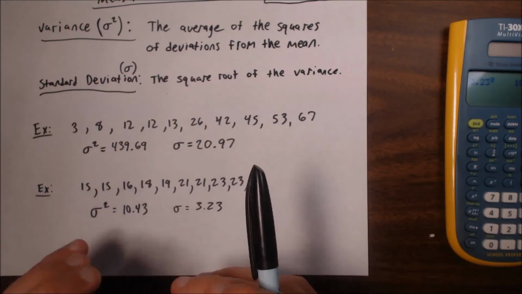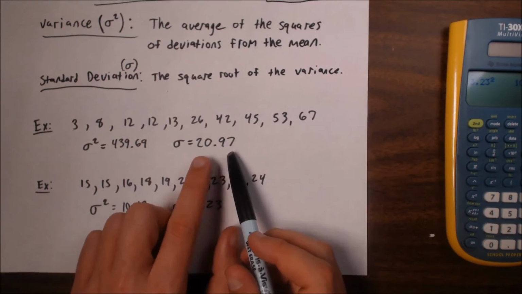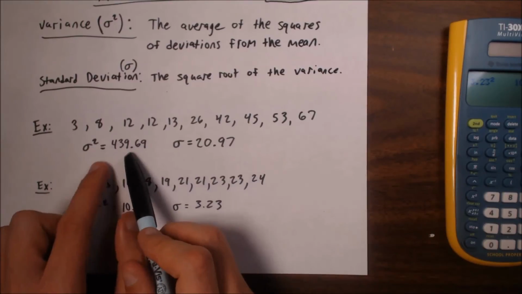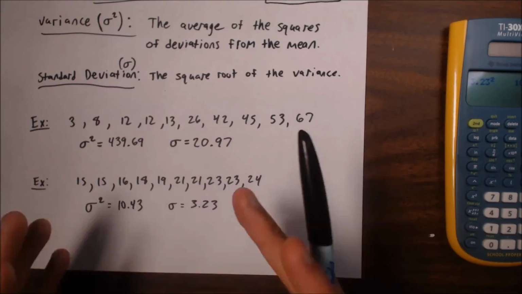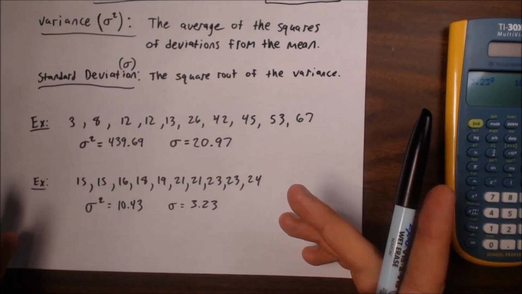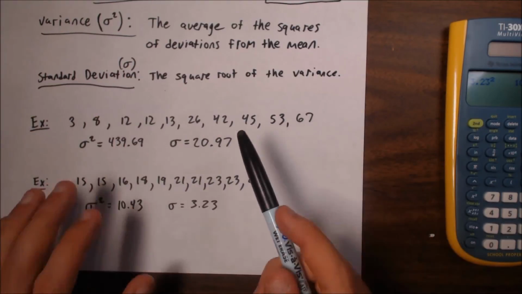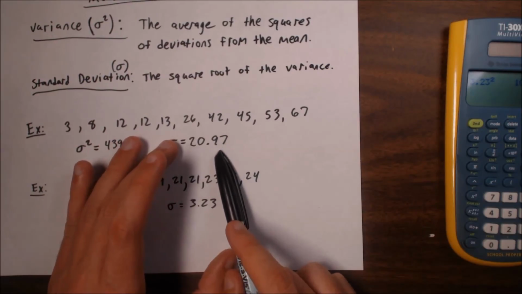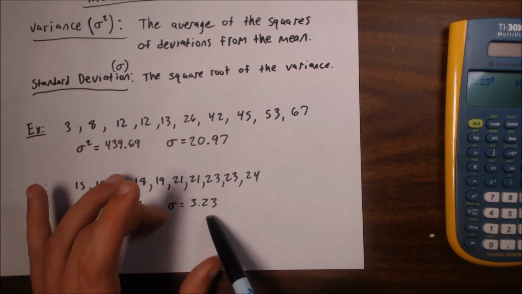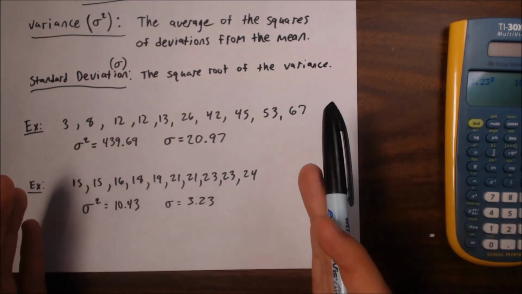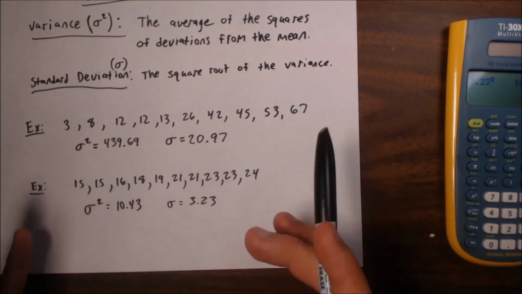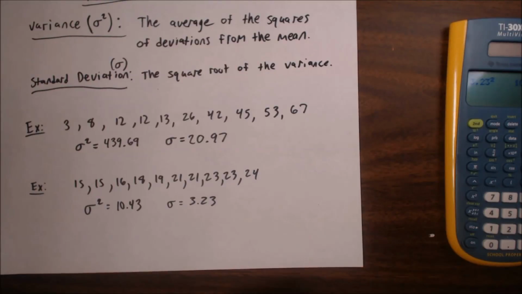So the more spread out the data is, the bigger this number is going to be, and therefore the bigger this number is going to be also. The variance and standard deviation both get bigger the more spread out the data set is. So if you didn't even have the data, and all I told you was that the standard deviation for one was 20.97 and the standard deviation for the other was 3.23, you would know that this data set must be much tighter, much closer together, not as spread out. Less variance.